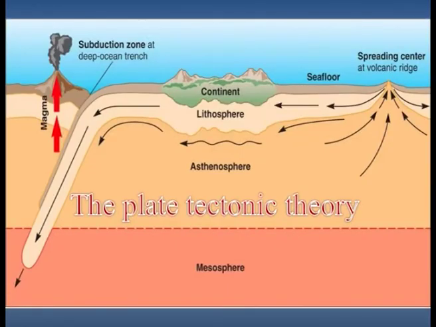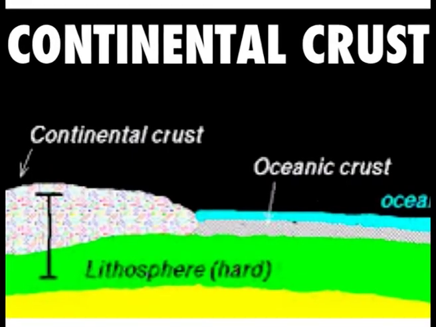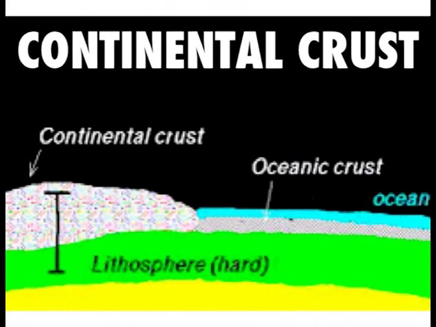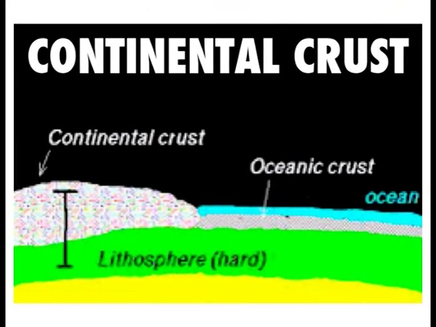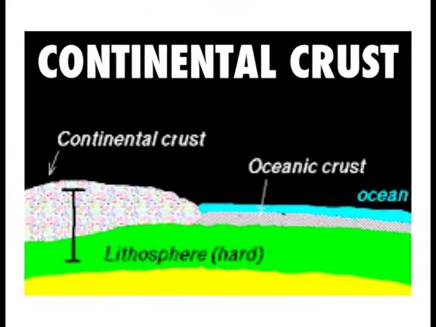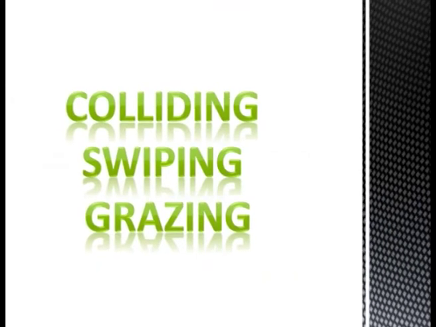The plate tectonic theory. According to the plate tectonic theory, the lithosphere has many plates, and every plate is made up of oceanic crust. There is also continental crust, so the lithosphere is made up of both combinations. These plates are always in a state of motion, colliding, swiping, or grazing against each other.